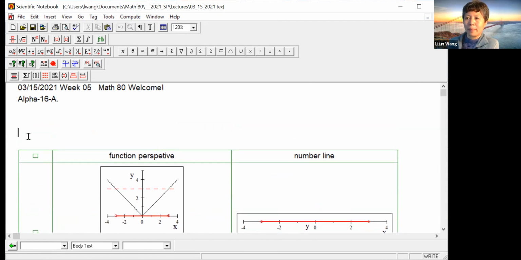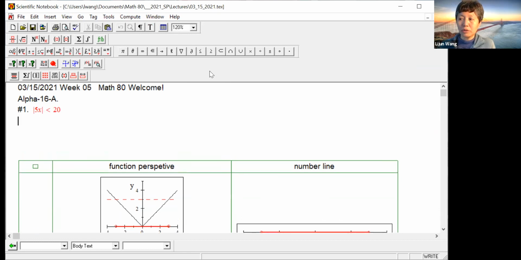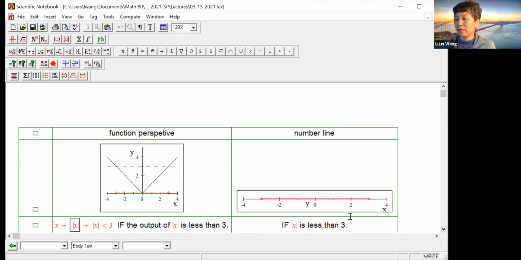Okay. Now, look at the first one. We're solving an inequality that looks like this: absolute value of 5x less than 20. I want to show you a couple of different ways we can approach this question. One way is that you go straightforward, just like absolute value of x less than 3.